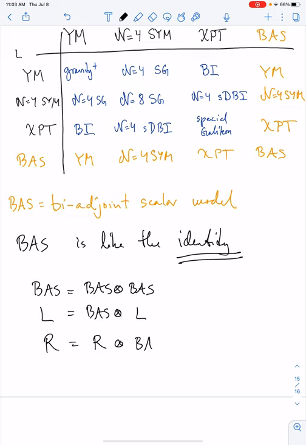A different way of writing this would be to say that there's an identity element that I'll call 1, which stands for the BAS model, and 1 has to be equal to 1 times 1 under the KLT product. Left is equal to 1 times, sorry, I obviously mixed up left and right here.